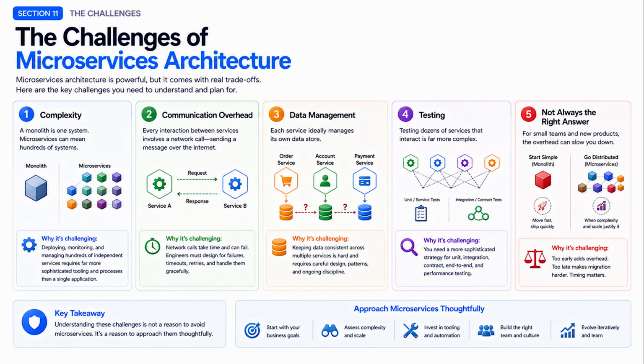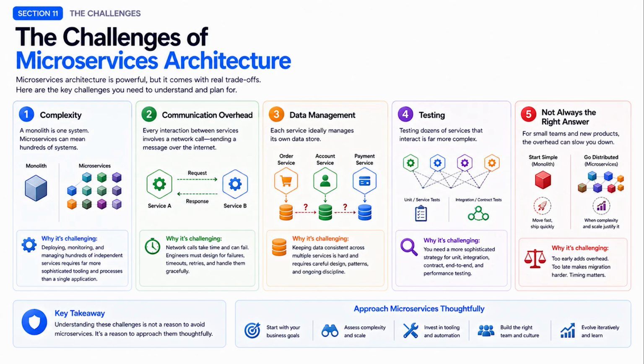Microservices architecture is powerful, but it would be dishonest not to acknowledge the genuine challenges that come with it. The first challenge is complexity. A monolithic application, however large, is one system. Microservices can mean hundreds of systems. Deploying, monitoring, and managing hundreds of independent services requires significantly more sophisticated tooling and processes than managing a single application.